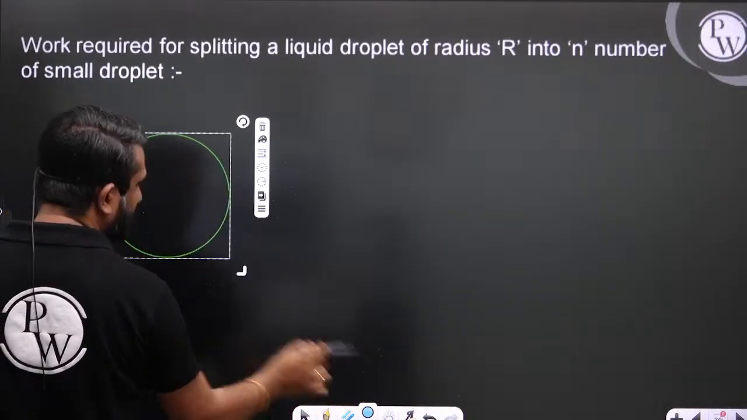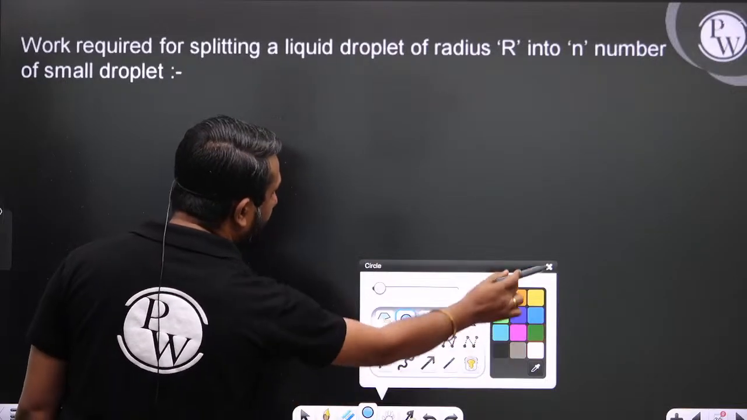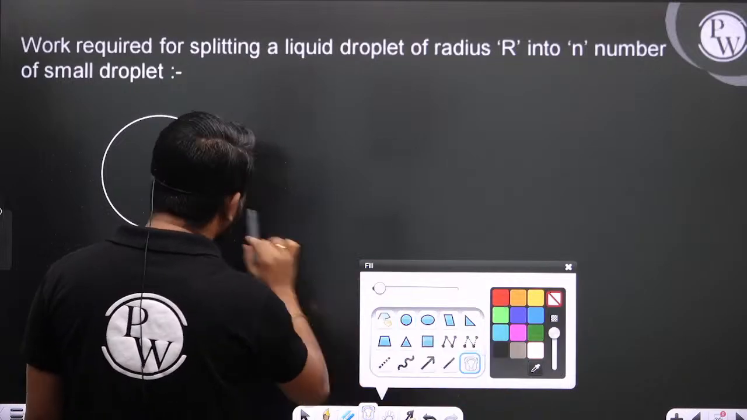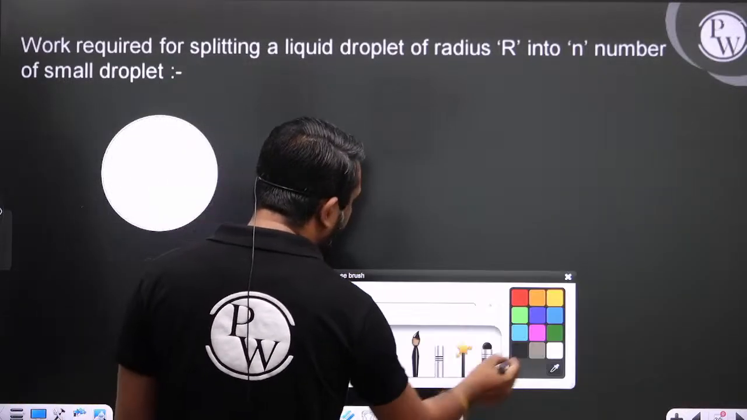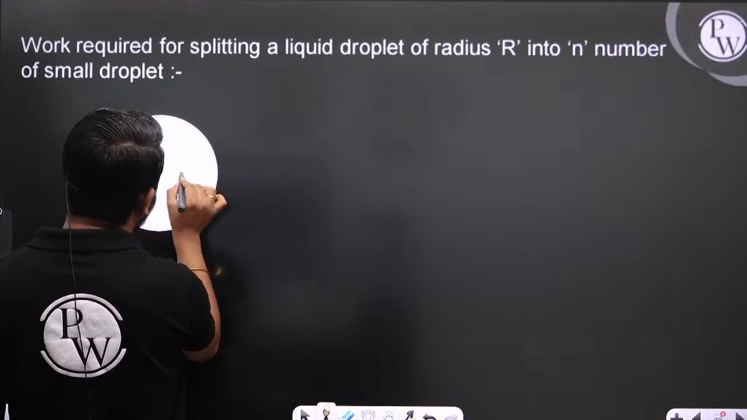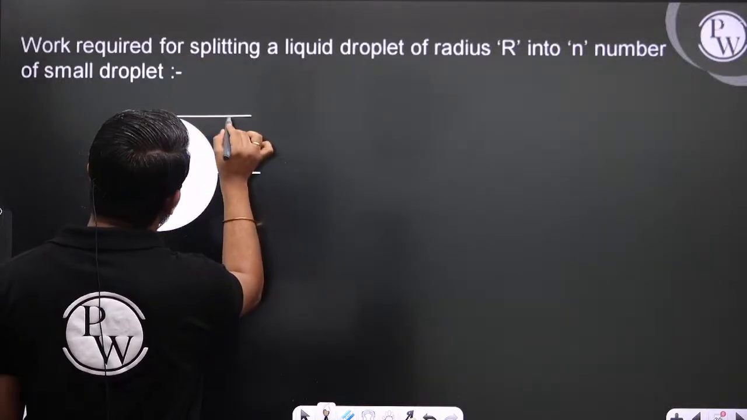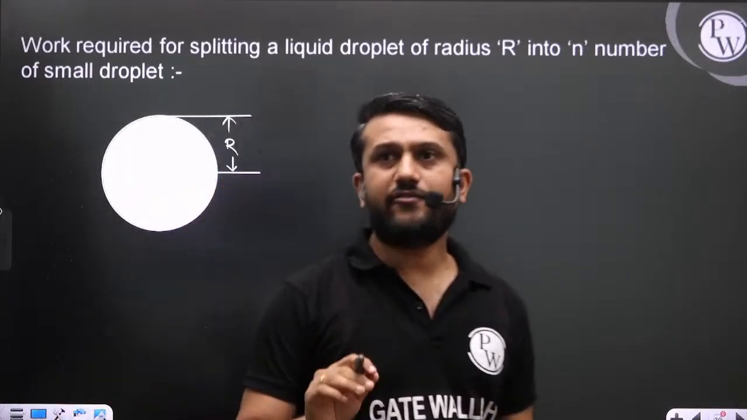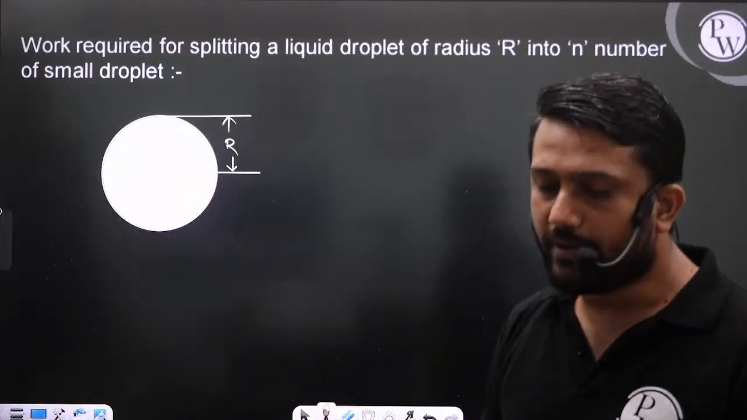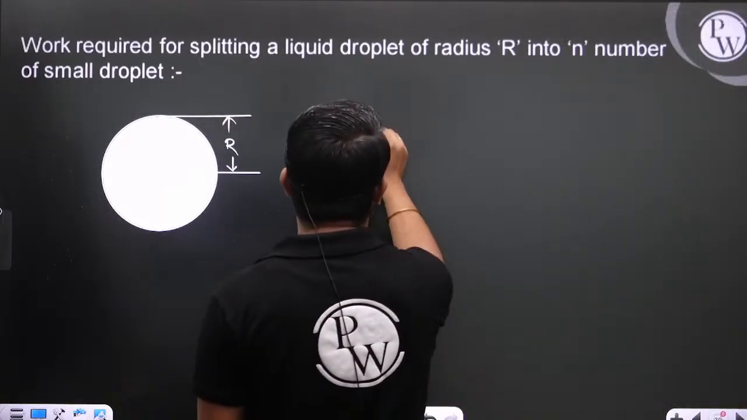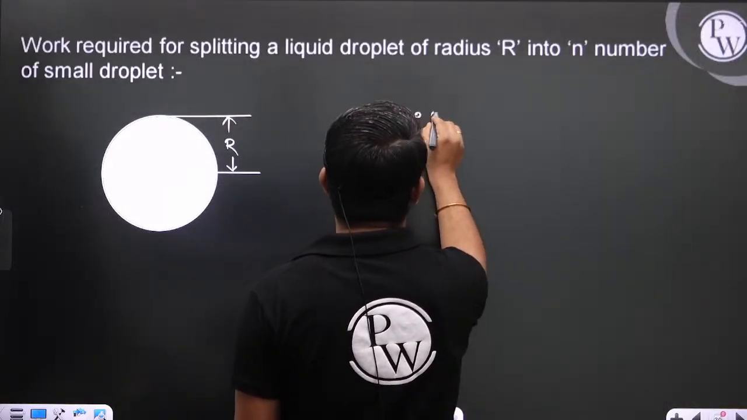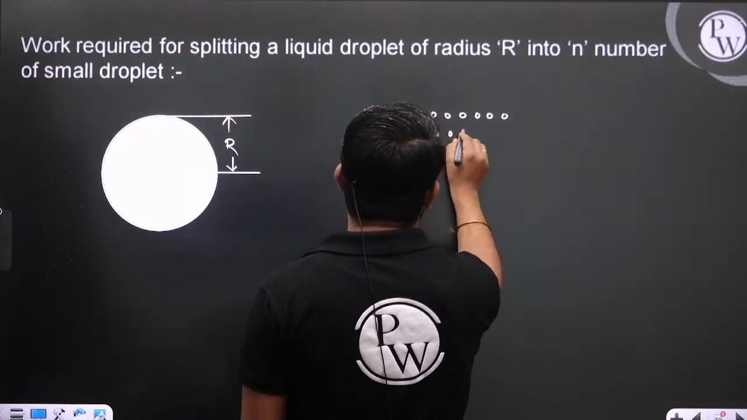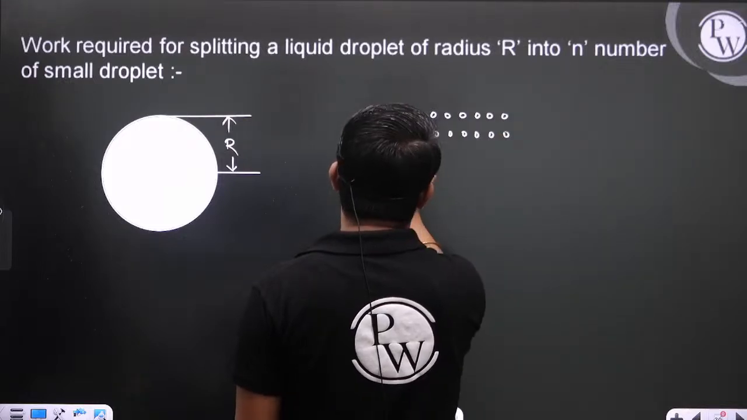So let us consider this is the liquid droplet, and let us consider this radius is capital R. I want to split this liquid droplet into n number of small droplets, like this. N number of small droplets.